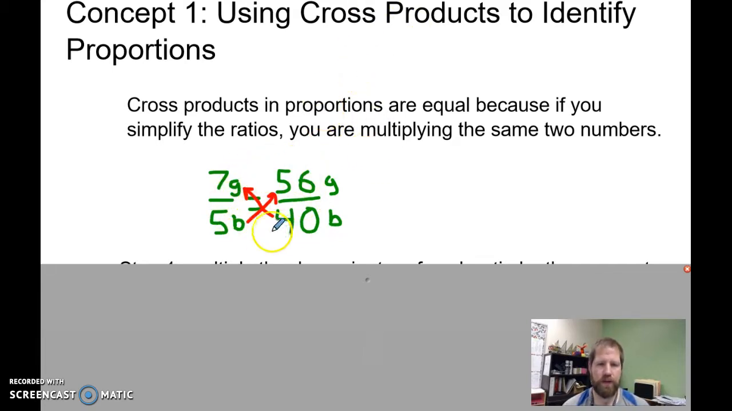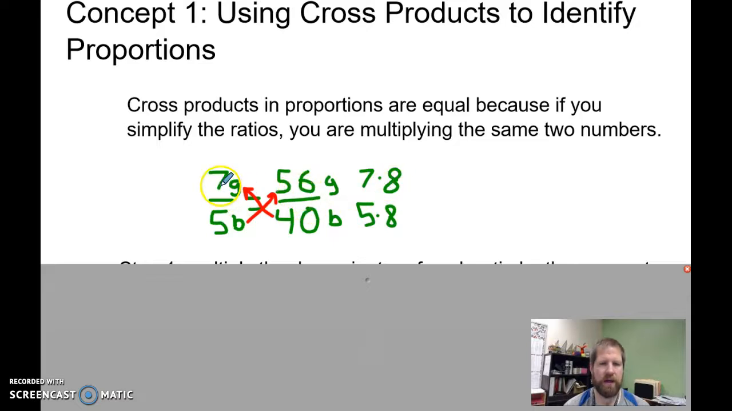For your cross product, you're going to be multiplying the numbers across the equal sign, and the reason this will work to figure out if your proportion is equal is because if I simplify this ratio, I can see that 56 and 40 are both divisible by 8. So this one is basically 7 times 8, and this is 5 times 8, right?